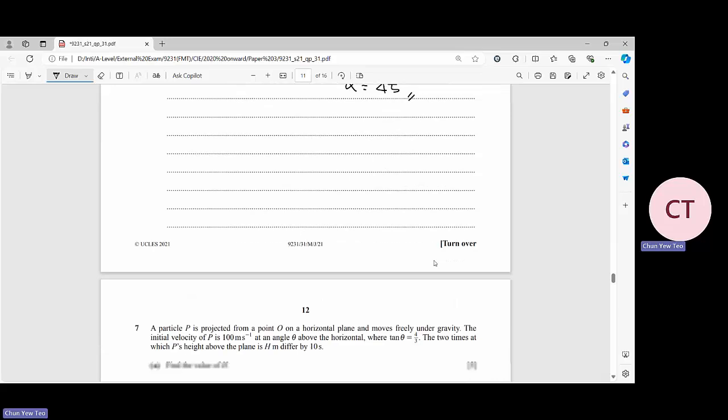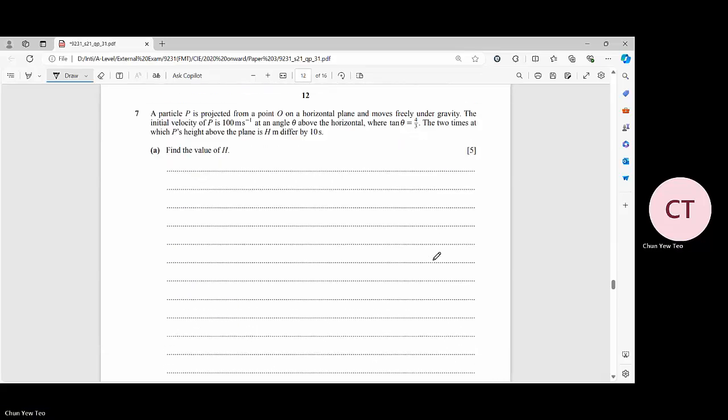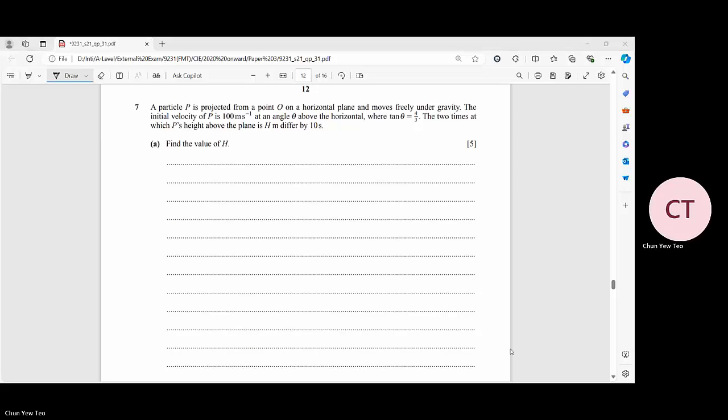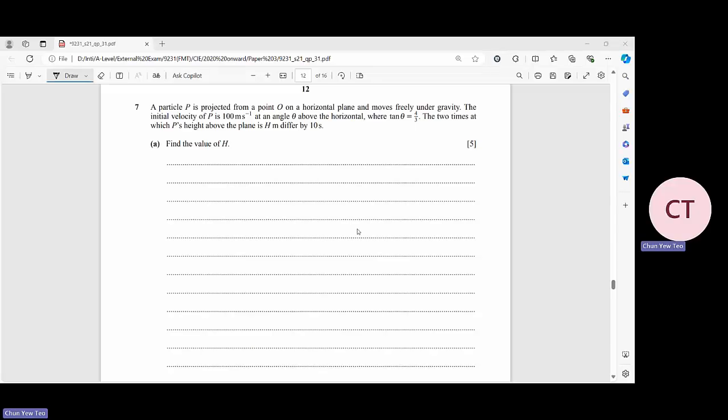Okay, now we move on to question number 7. A particle P is projected from O on the horizontal plane and moves freely under gravity. The initial velocity of P is 100 meters per second at an angle theta above the horizontal. Tangent theta is 4/3. The two times at which the height of P above the plane is h meters differ by 10 seconds.